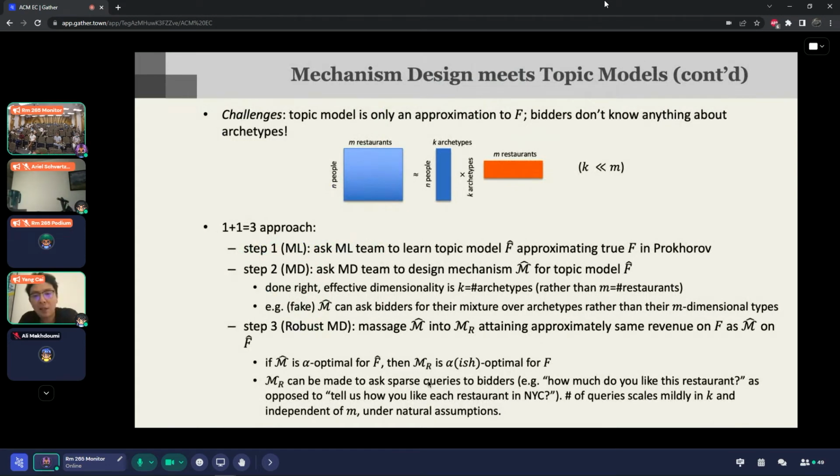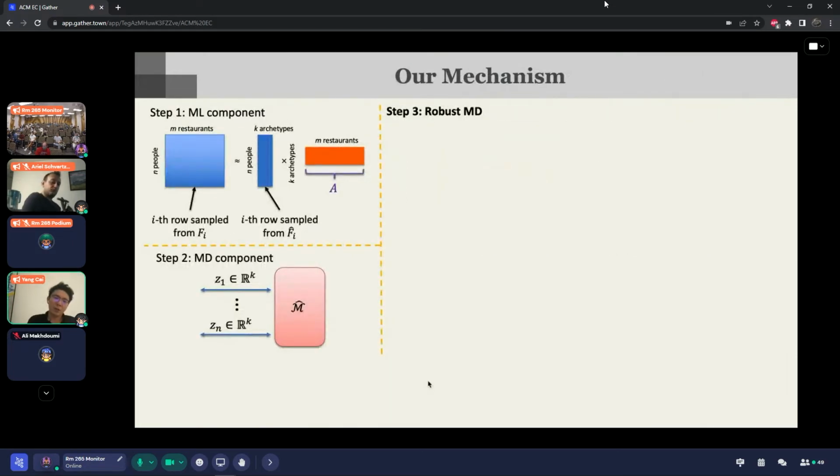All right, so let me make this a bit more concrete for you, and I'll wrap up. So I'm saying there is a modular approach that allows you to learn mechanisms from data using topic models. The first step is just to learn a topic model to approximate the distribution. I call this the machine learning component. And then the second component is to design a mechanism that deals with f hat, the approximate distribution, the topic model.